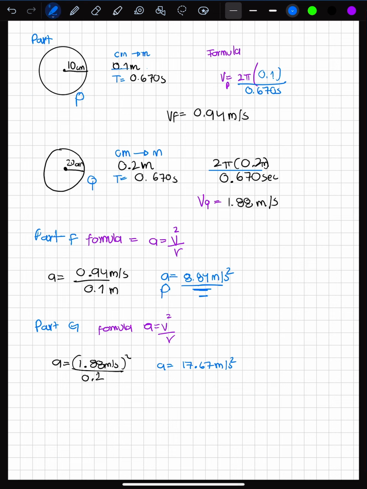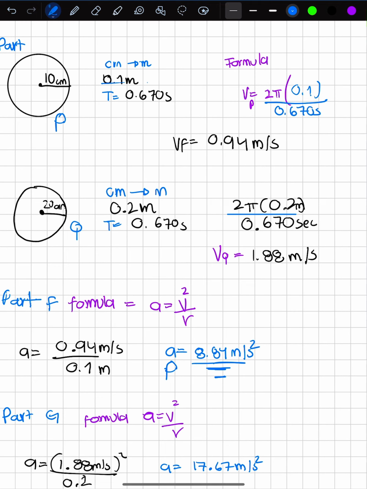Now part H is saying, for points on this spinning wheel, as the distance from the axis increases, does the speed and the centripetal acceleration increase or decrease? So let's look at that. When we went from P to Q, did our speed increase or decrease? As we can see, it went from 0.94 to 1.88. So that means the speed increased.